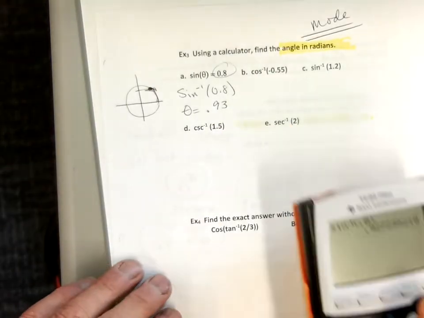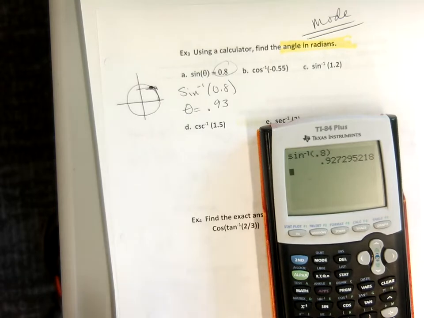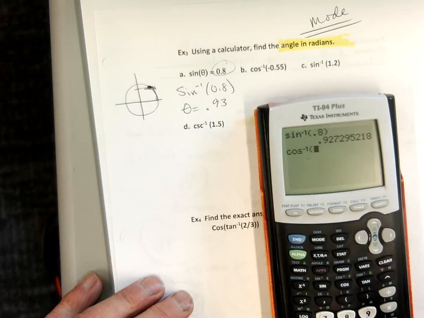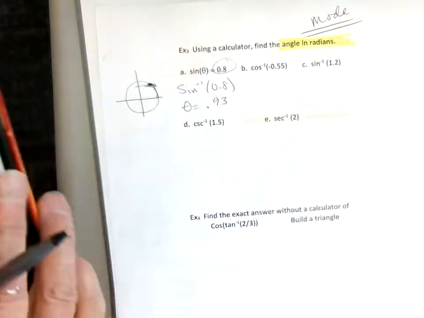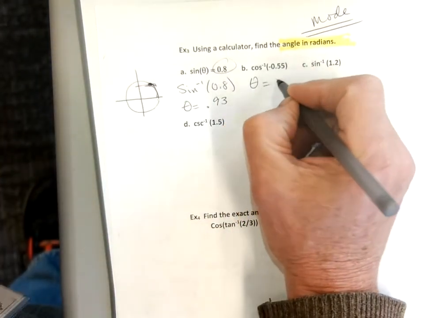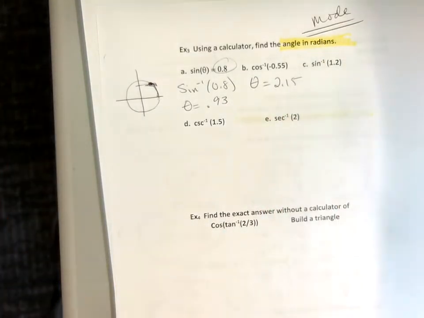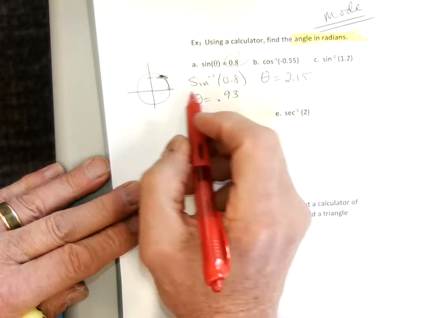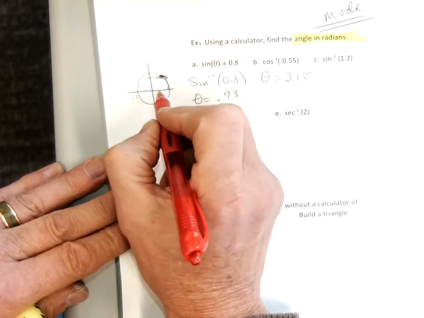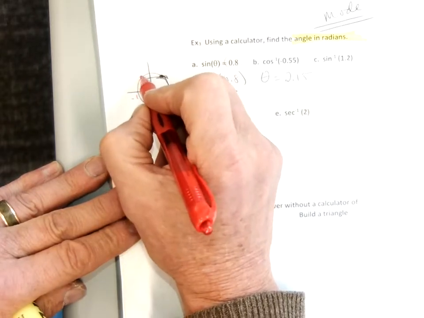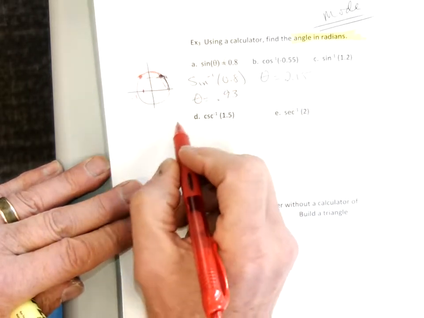Cosine inverse of negative 0.55. So again, I'm just going to do cosine inverse of negative 0.55. I get an answer of about 2.15. Okay, again, I'd like you to know what this means. Cosine is the x value. So if I have an x value of negative 0.55, here's my negative 1, I'm going to go back. Negative 0.55 might be about there. What angle? That's about a 2.15 angle.